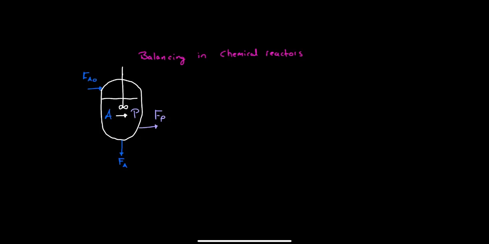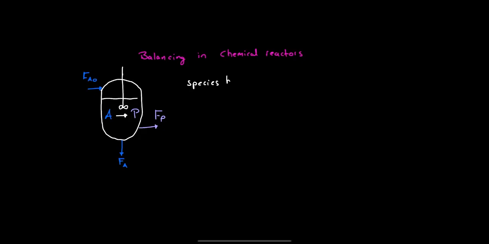So here you see a reactor where we have a molar flow rate of the species A at the inlet, which is Fa0. Within the reactor we have the reaction where A reacts to P, and leaving our reactor we have the molar flow rate of the species A, Fa, as well as P, Fp. So let's start off by doing a species balance for the species A.